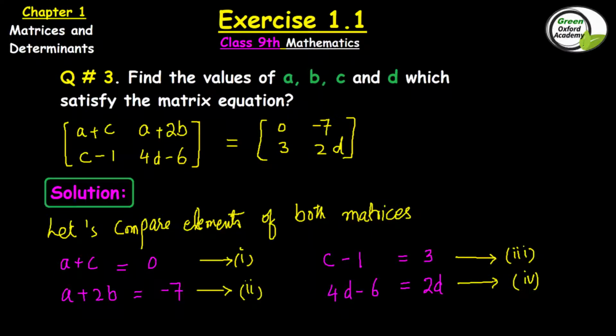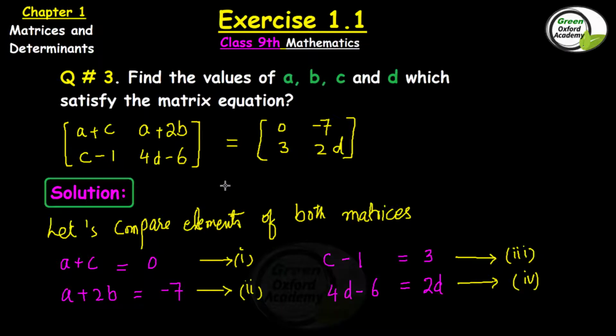Question number 3 is: find the values of A, B, C and D which satisfy the matrix equation. Students, in order to compute the values of these variables, we have to compare the elements of the first matrix with the elements of the second matrix. Let's have a look at the elements of these matrices.